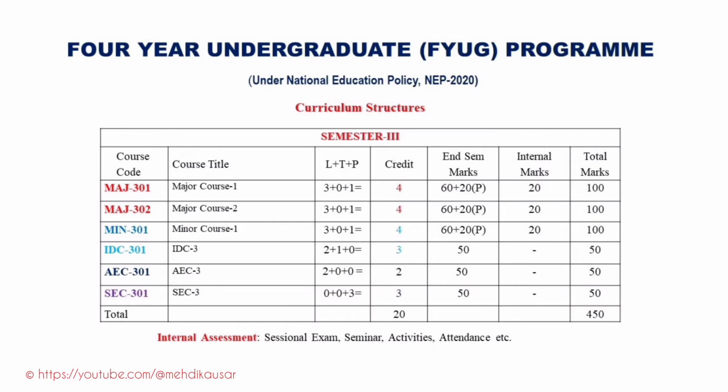While, if a curriculum structure is of type L plus T plus P equal to 3 plus 0 plus 1, you will have to appear for 80 marks of end semester exam, including 60 marks of theory exam and 20 marks of practical exam, so a total of 80 marks and 20 marks from the internal assessment as well. So, the total marks for the paper is 100. Similarly, in a paper of 3 credits, generally, there will be 50 marks of end semester exam of theory only with no practicals and internal assessments.